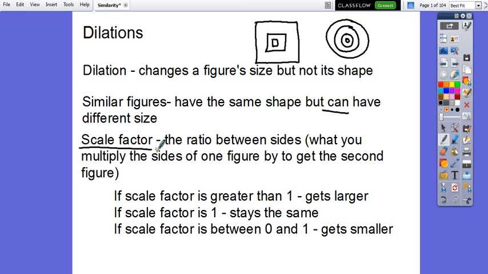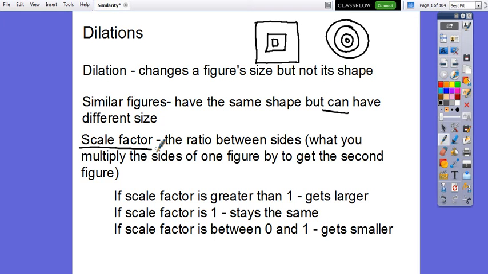If I multiply this first square here, all of its dimensions, like the coordinates and the length of the sides, by 2, am I going to end up with a bigger square or a smaller square? Bigger, because I'm doubling everything. Whereas a minute ago I said cut it in half, you're cutting everything in half, so you're getting smaller. So the scale factor is the ratio between sides.